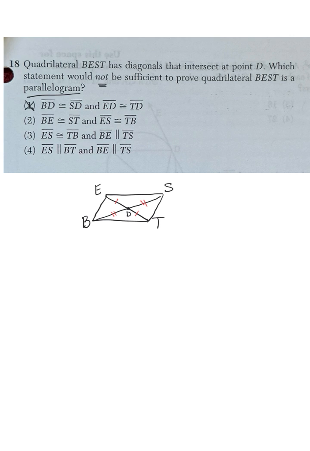All right, let's look at the next set of answer choices. BE is equal to ST. BE equals ST. True. Opposite sides of a parallelogram are equal. All right, ES equals TB. Yes, that's also true, which means that's not the answer choice. All righty, let's look at choice 3. ES, that's this top, equals TB. That is true. Opposite sides in a parallelogram are equal.